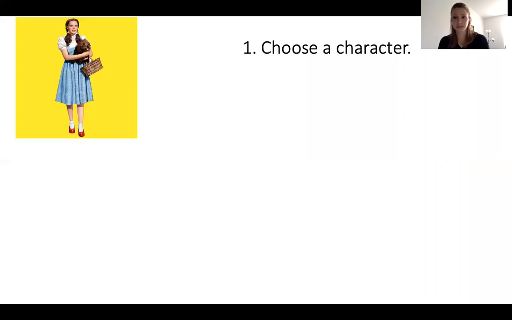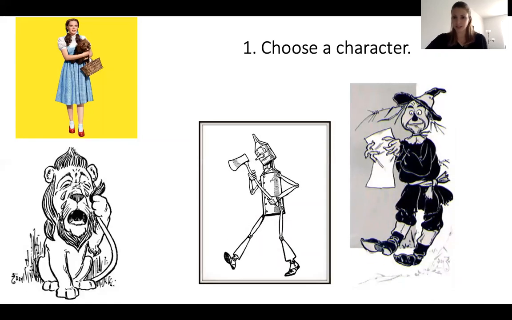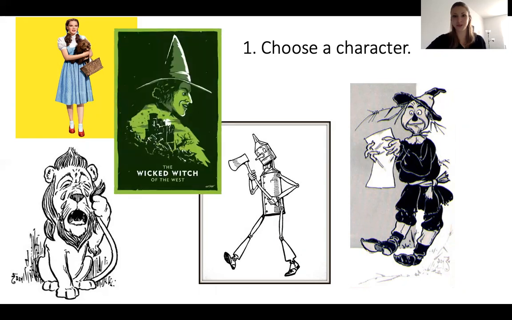Your first step is to choose a character. Now, I chose Dorothy because we already talked about her, and we kind of did her in our story elements chart. So I'm going to use her as my example. You should definitely pick a different character to focus on. So, for example, you could choose the Scarecrow, the Tin Man, or the Lion. All really good choices, all really fun characters. If you really want to challenge and step it up, you could even choose the Wicked Witch of the West. So think about it. Which character are you going to choose and focus on?